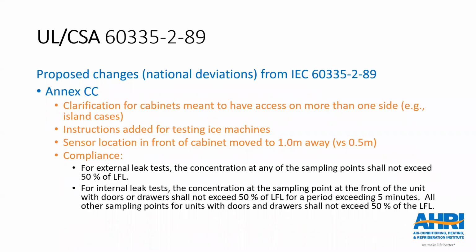So relative to flammable refrigerants, let's look at some of the proposed national deviations placed in the UL CSA draft by Working Group 12. We'll start with the Annex CC test. Clarification has been added for appliances that don't go up against a wall, ones that are meant to have access on more than one side. So think of an island case in the middle with an aisle on either side.